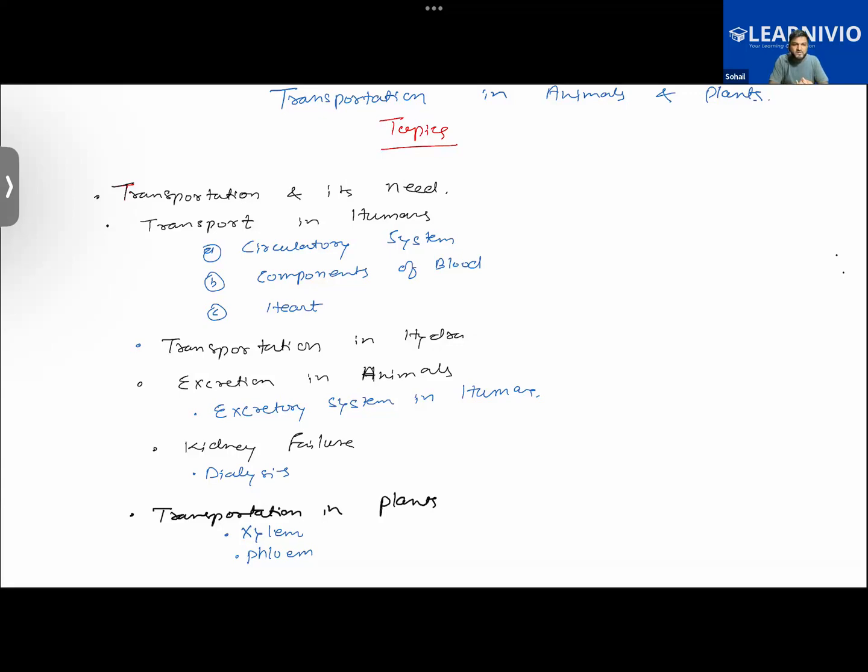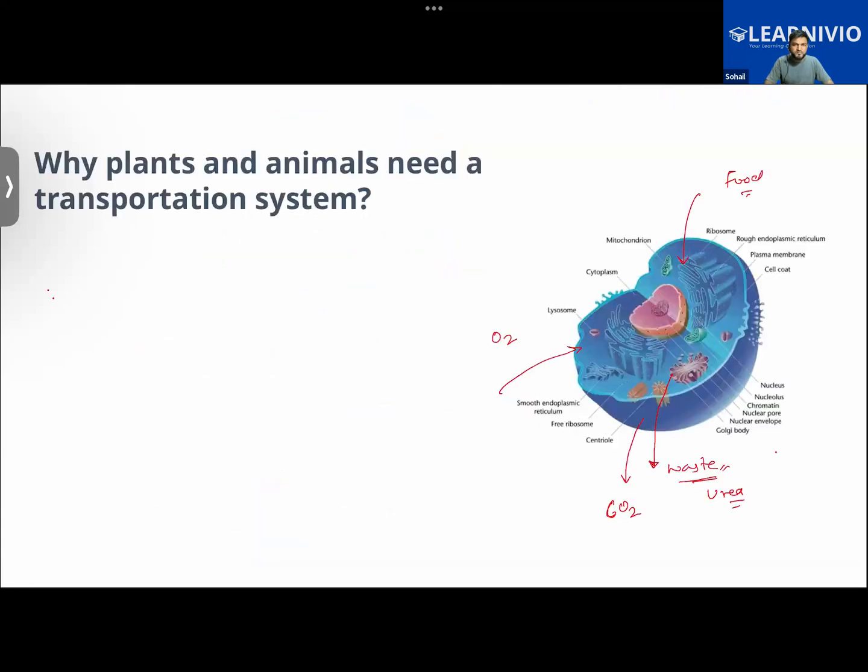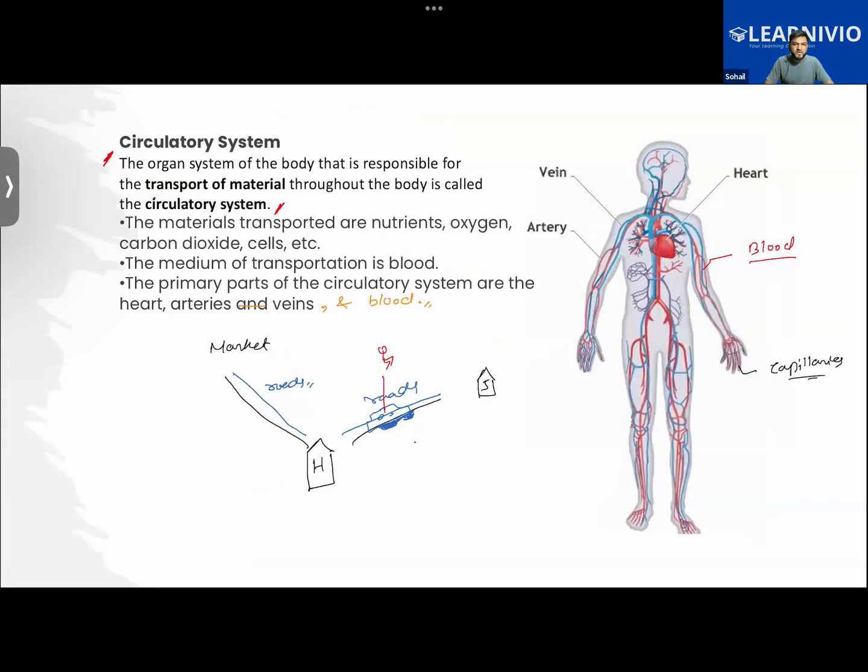Yeah, so what did we learn so far in the chapter? Quickly, tell me. Sir, about blood cells, function of blood, blood plasma. We did learn about plasma. We did learn about white blood cells.